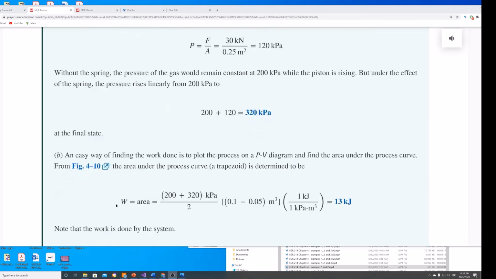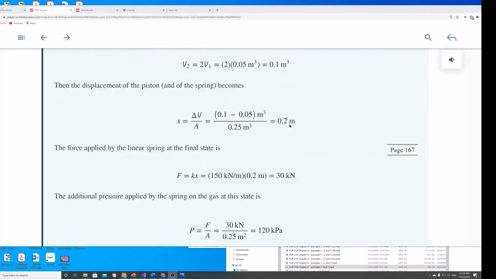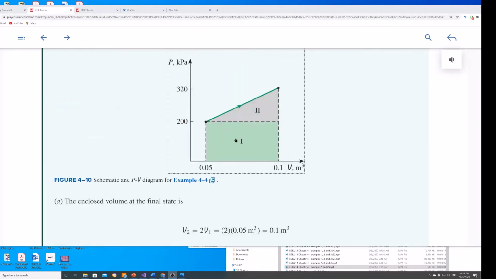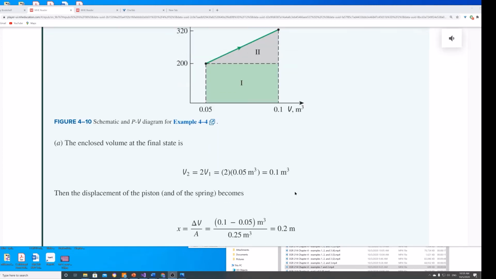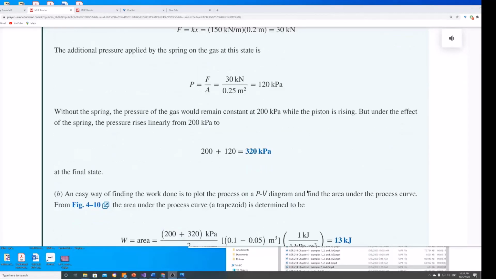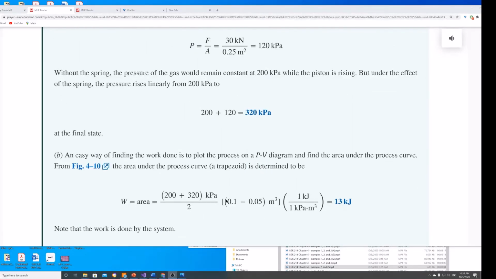We have two parts to the area: one is this part 1, and then part 2. This one is just base times height, so 0.05 times 200 is this part. And then the other one is just half of the area, so it's 1/2 times 120, which is the vertical, and the horizontal is 0.05. So half of that. Then the total area just becomes this divided by 2.